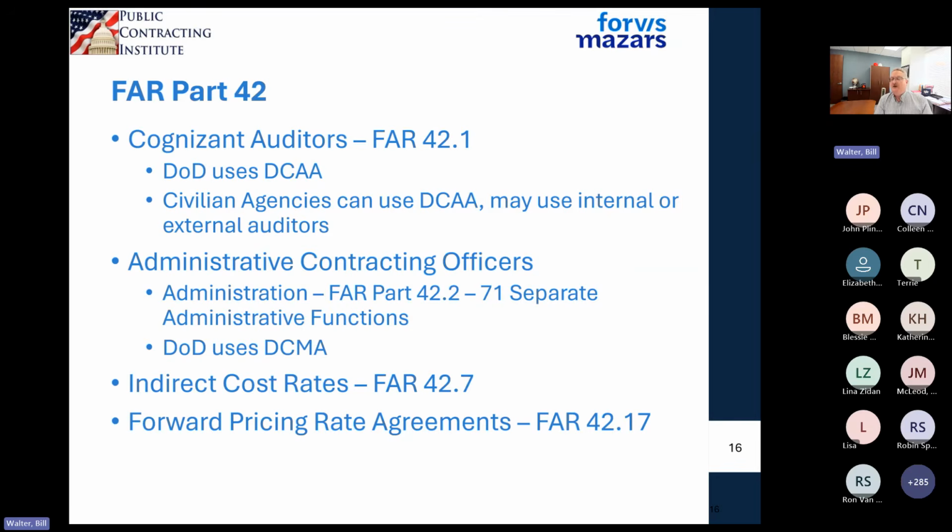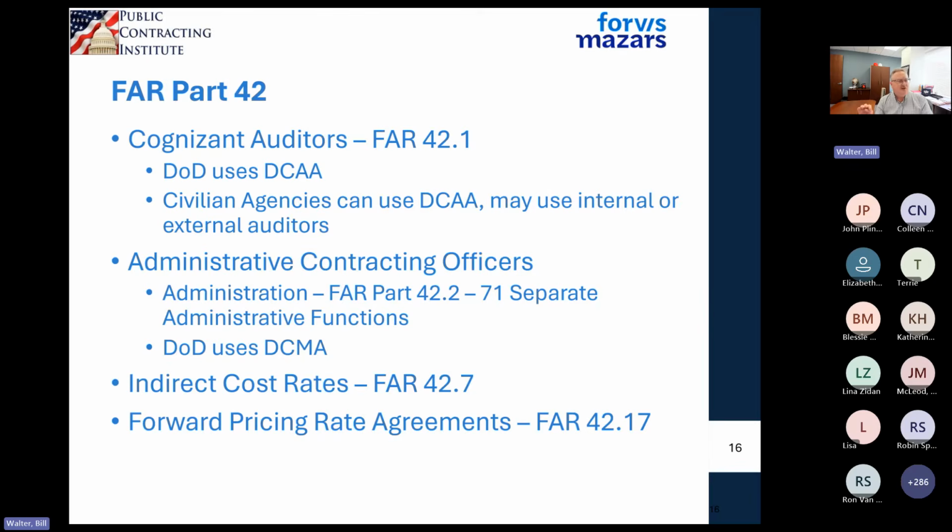The administrative contracting officers in FAR 42.2 have 71 different things that are listed. So it's 42.2 something dash 71, 42.2A, and it just keeps going. All the things that the ACO is required to take care of on an administrative nature, and most of them are associated with cost type contracts. So administrative issues, cost type contracts, read through FAR Part 42, that'll talk about it.